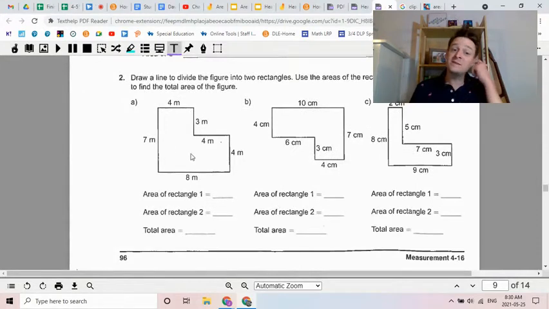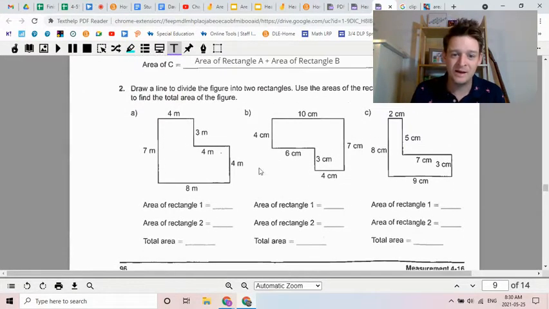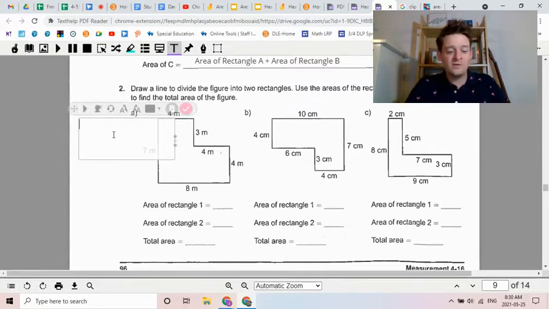Now we're going to apply this to rectangles and questions that have more measurements. So we're not counting squares, we're going to use measurements. And remember, in order to solve the area of a rectangle, we need to use this formula. We need to multiply the length times the width.